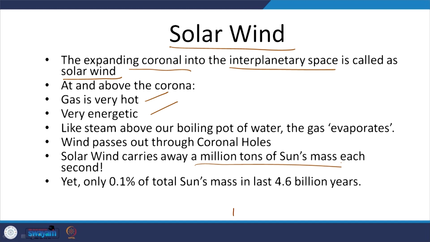is called the solar wind. Since the solar wind is leaving the sun, we say it is carrying away a lot of solar mass with itself. The solar wind travels to the edges of the solar system, to the point of the heliosheath. But at the end of even 4.6 billion years, the age of the sun, it has not been able to carry away more than 0.1% of the solar mass. That means there is some mass transfer, but it is insignificant.